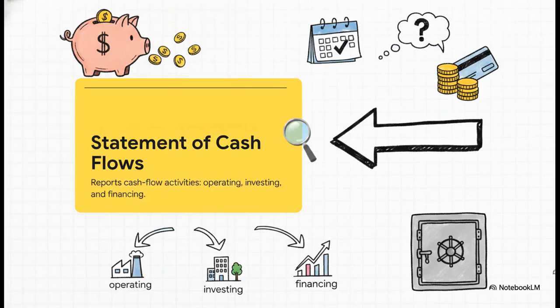And rounding out the big 3 is the statement of cash flows. This report is the ultimate tracker of how actual, hard cash moves into and out of the organization. It categorizes everything into operating, investing, and financing activities. See, the income statement might include promised money that hasn't arrived yet, but the cash flow statement tells you exactly what is sitting in the bank right this second.